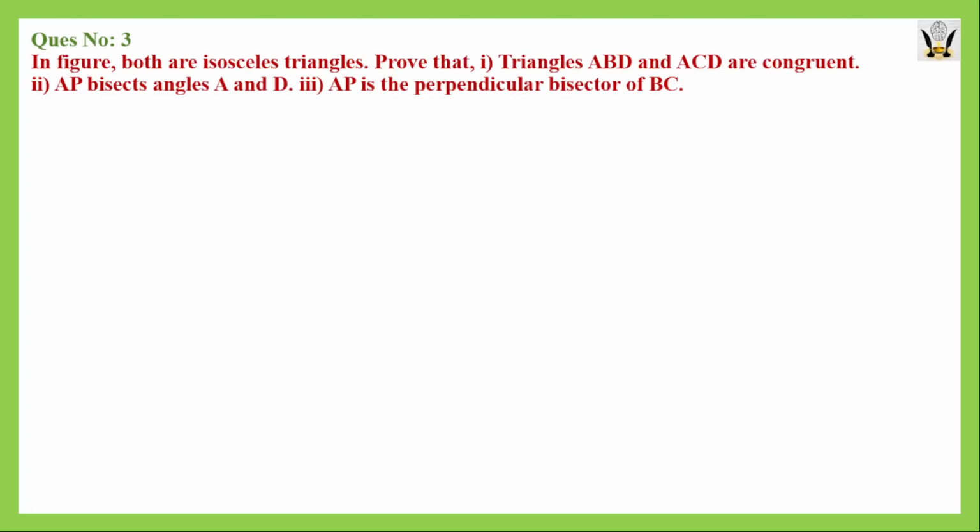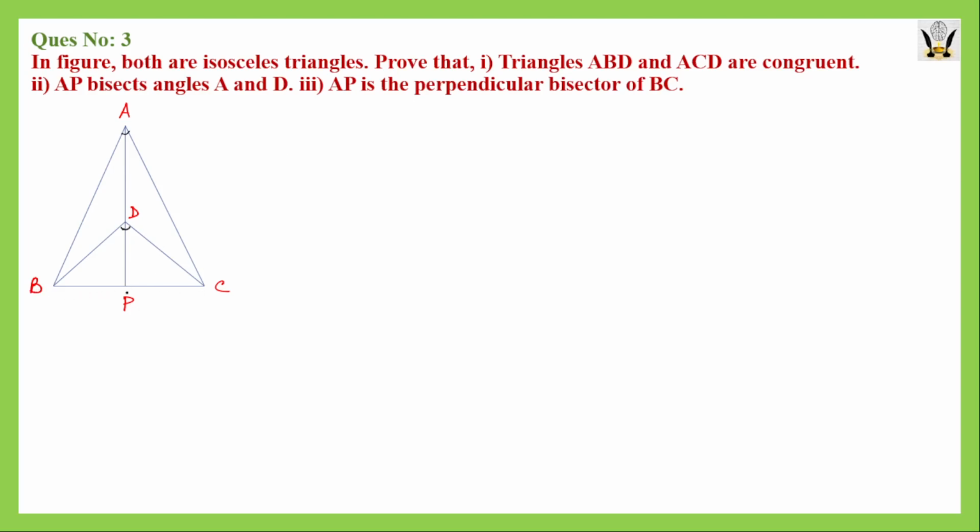Now the next sum. In this sum and in this figure, we can see both are isosceles triangles, triangle ABC and triangle DBC. These two triangles are isosceles, and we have to prove that triangles ABD and ACD are congruent. Secondly, we have to prove that AP bisects angle A, angle A meaning BAC, and also angle D meaning BDC. And then in the third part, we have to prove that AP is the perpendicular bisector of BC. So perpendicular as well as bisector of BC.